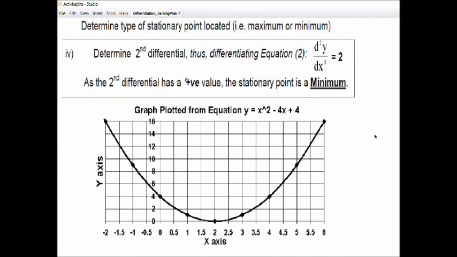Okay, from the previous slide we found that we've got a turning point at x equals 2 and y equals 0. Without the graph, we wouldn't know if that was a maximum, a minimum, or a point of inflection. So in step 4, we find the second differential of our function, differentiating equation 2, which is dy by dx equals 2x minus 4. And when we do that to get our d2y by dx squared, we find the value is 2. Now that's a positive value, so that's a minimum by definition. And of course we can clearly see we've got a minimum on the graph.